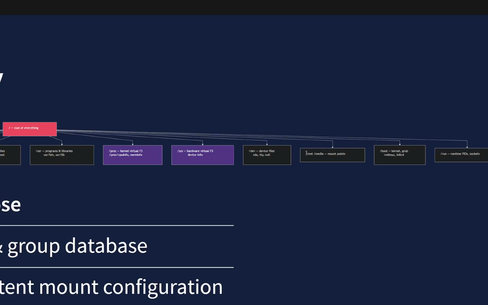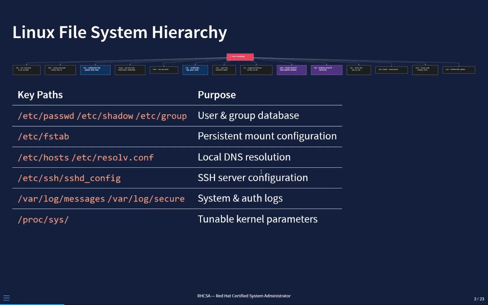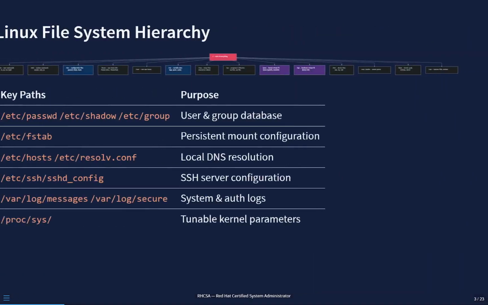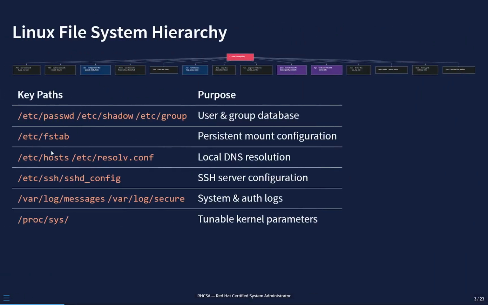Look at the key files table at the bottom. Commit these paths to memory. You will need them constantly in the exam. /etc/passwd is the user database. /etc/shadow stores hashed passwords. /etc/fstab controls what gets mounted at boot. /var/log/secure contains all authentication events: every sudo, every SSH login, every su.